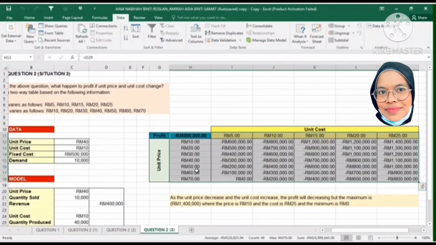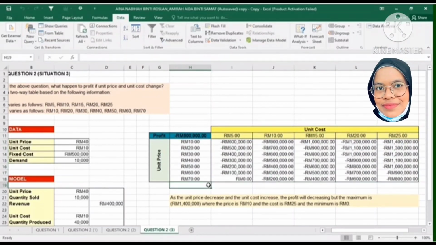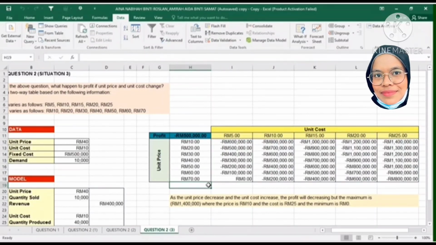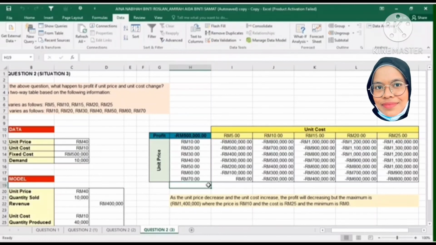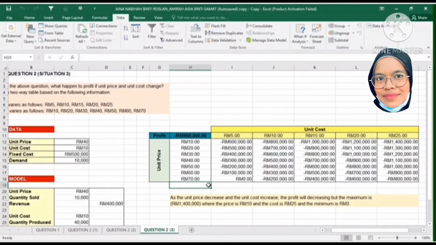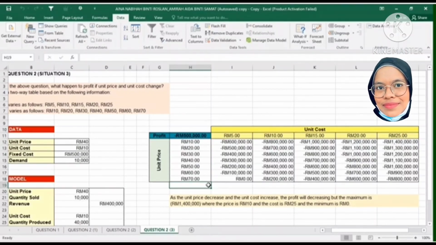As the unit price decreases and the cost increases, the profit will decrease, but the maximum loss is negative 1,400,000, where the price is 10 ringgit and the cost is 25 ringgit, and the minimum is 0.